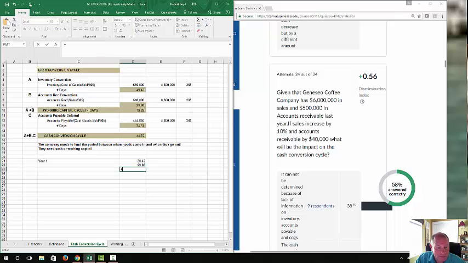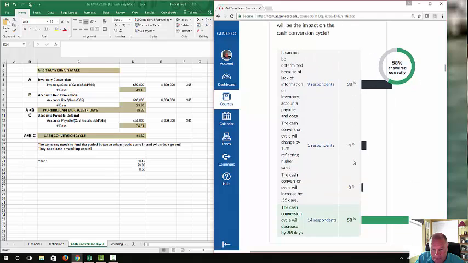that means that it went down by 56. And there you go. The cash conversion cycle will decrease. It will decrease because receivables went up, but they didn't go up by as much as sales went up. So we have all the information we need to determine that.